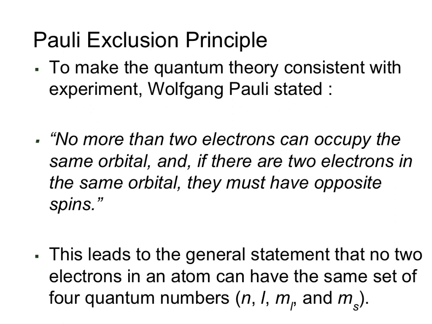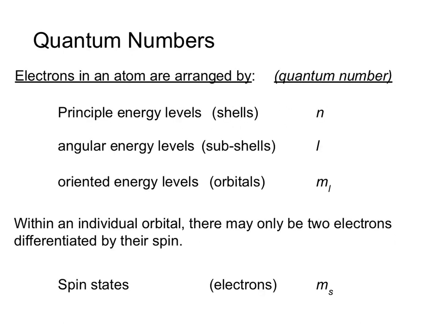This leads us to a general statement that no 2 electrons in an atom can have the same set of 4 quantum numbers. And for our quantum number overview, remember that the principal quantum number tells us what Bohr shell we're in, and that's quantum number n. We have the subshells within those Bohr shells, denoted by quantum number L. We have the orbitals within the specific subshells, quantum number m. And then within each individual orbital, we have electron spins, denoted by quantum number m sub s.